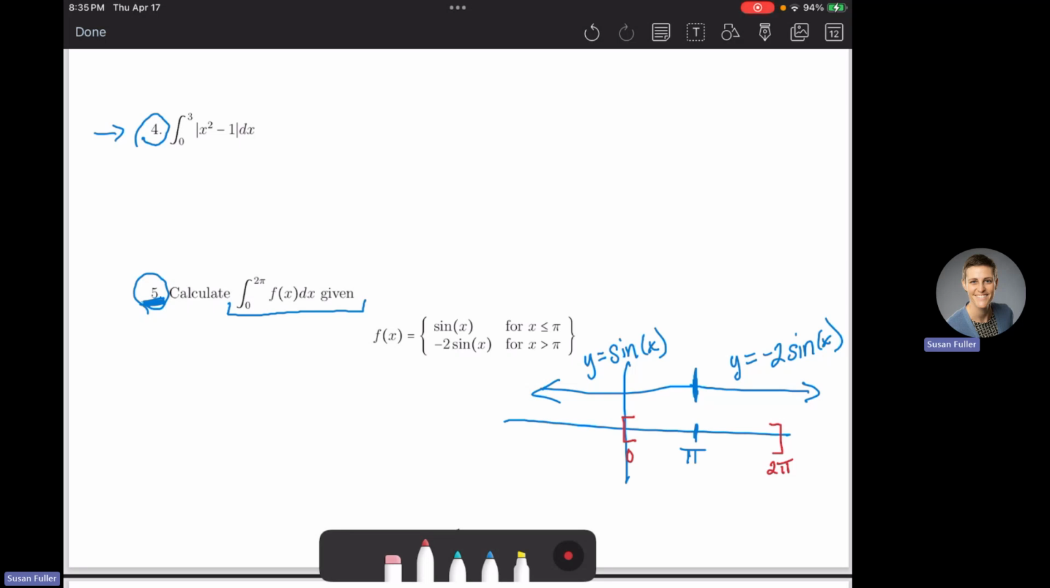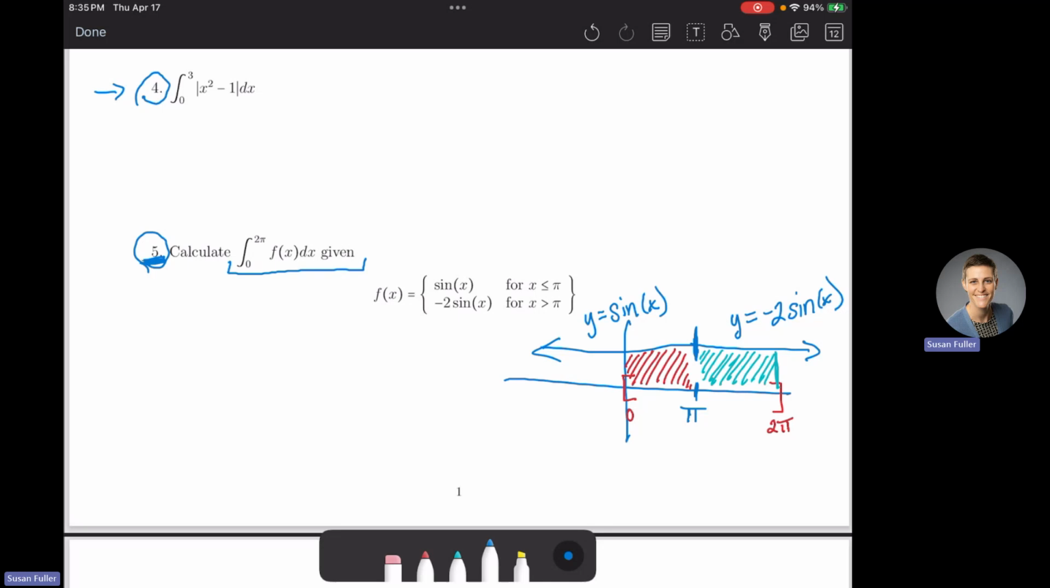Now, if I'm finding the area between these, then we have to be careful because from 0 to pi, the function looks like y equals sine of x. So the area that I'm finding is going to be the area between sine of x and the x-axis. But if we are bigger than pi, from pi to 2 pi in my interval, I'm finding the area underneath this other function from -2 sine of x down to the x-axis. So because my function switches there in the middle, we're going to have to cut this up into 2 pieces.